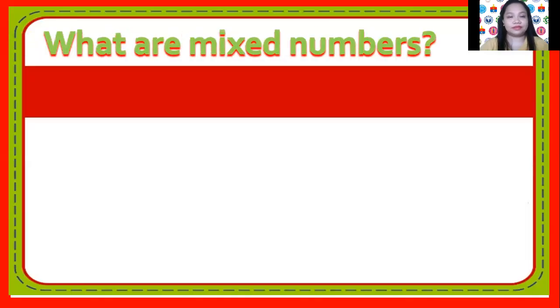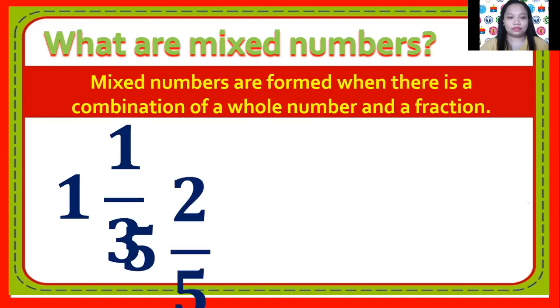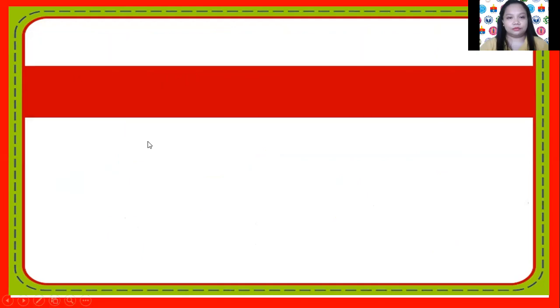But first, let us try to identify the following. First, what are mixed numbers? Mixed numbers are formed when there is a combination of a whole number and a fraction. For example, 1 and 1/3, 5 and 2/5, 10 and 4/7 are examples of mixed numbers since they have whole parts and fractional parts.